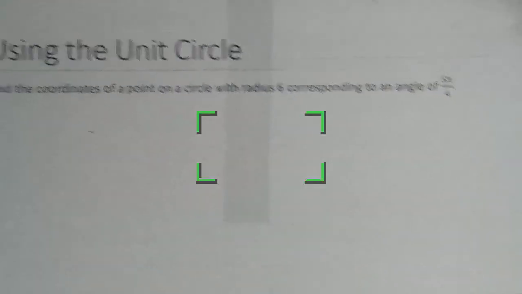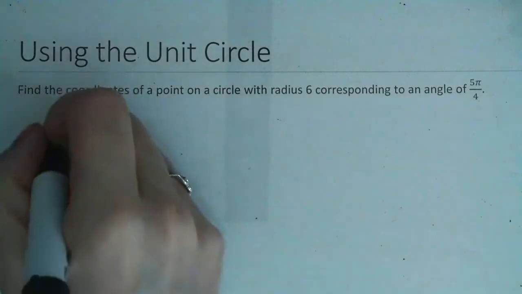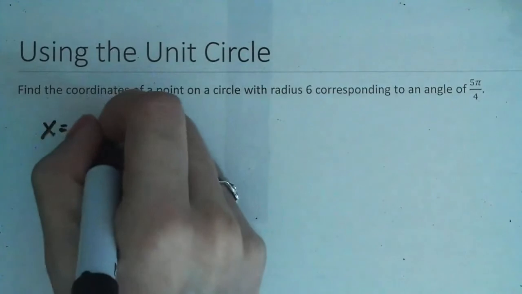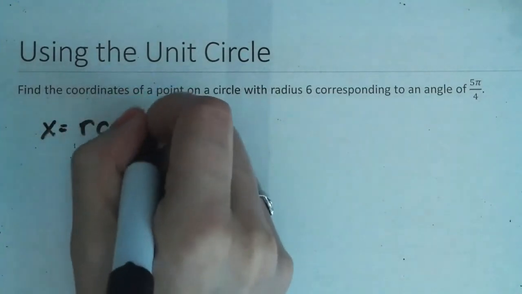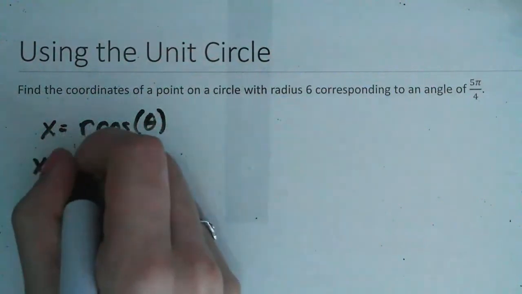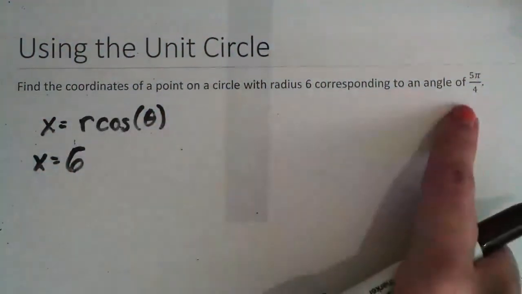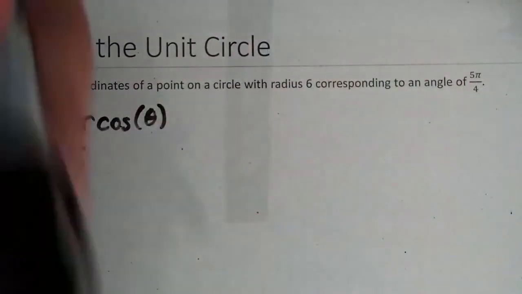So we're going to use the unit circle. So I'm going to keep it on hand. It says, find the coordinates of a point on a circle with radius 6 corresponding to an angle of 5 pi over 4. So x is equal to r times the cosine of theta. Our r value, they said our radius is 6. I need to find the cosine of 5 pi over 4.